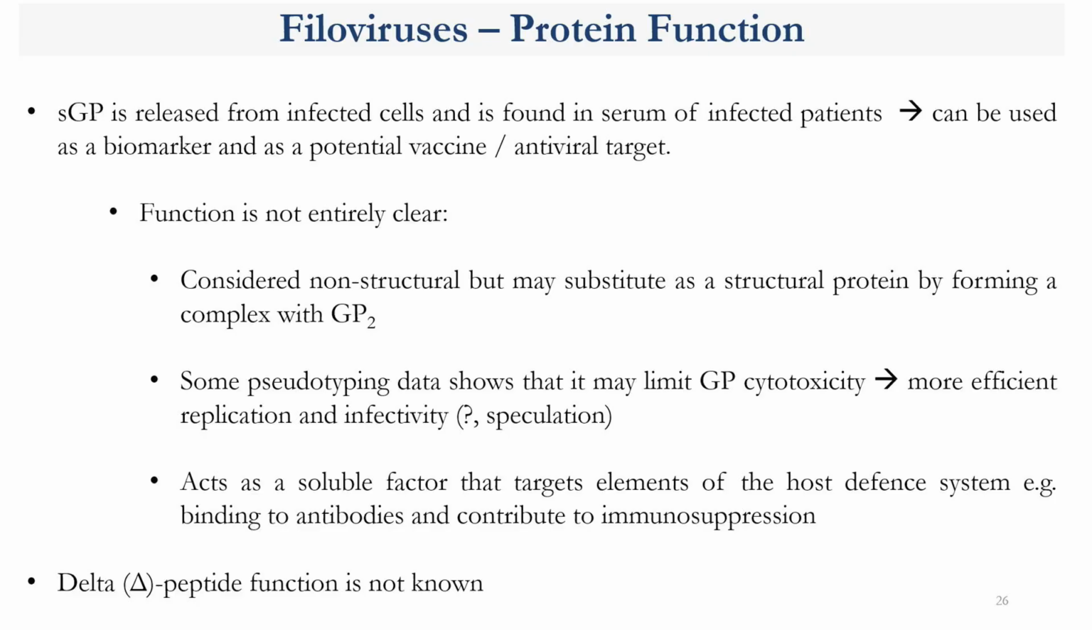You can use this as a biomarker and as a potential vaccine or antiviral target, okay? But the function of this protein is not really clear because it's considered non-structural, but it may substitute as a structural protein if it forms a complex with GP2, okay? Some of the pseudotyping data shows that it actually may limit GP cytotoxicity, and as a result, it results in more efficient replication as well as infectivity. Okay, this is a bit of a speculation.